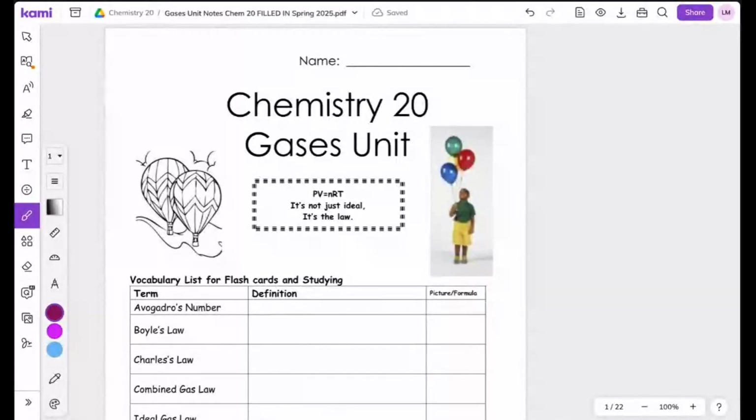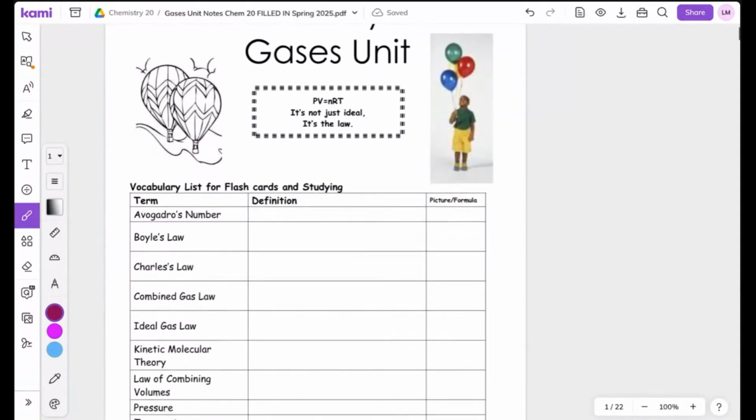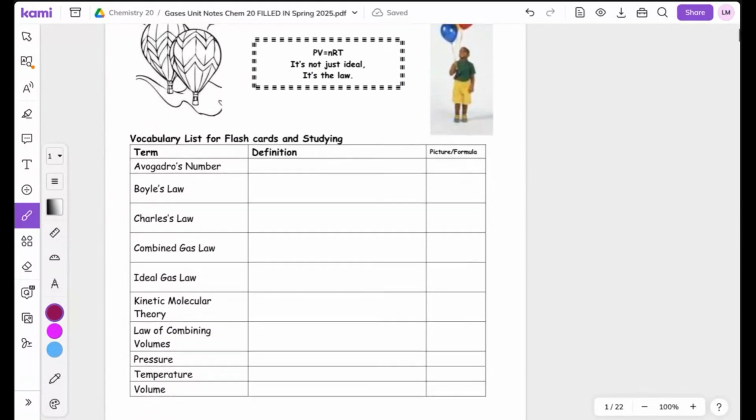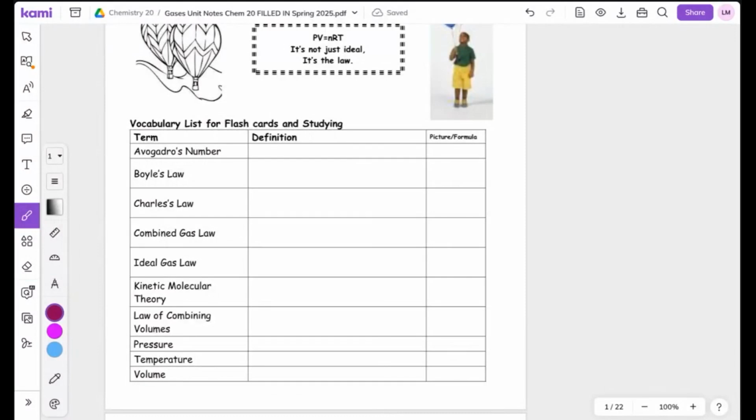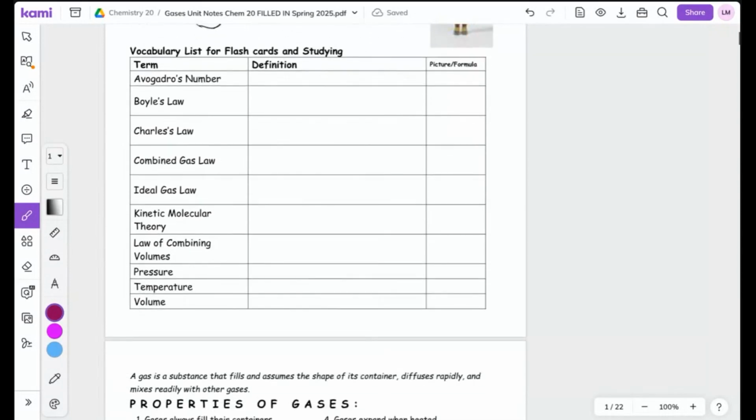All right, welcome to the gases unit of Chemistry 20. There will be a little bit of theory in this unit, which we're going to start off with here, but this unit leans more towards calculations. So we're going to be eventually getting into calculations using Boyle's law, Charles' law, combined gas law, ideal gas law, and law of combining volumes. We're also going to do some conversions with pressure and temperature and volume as well.